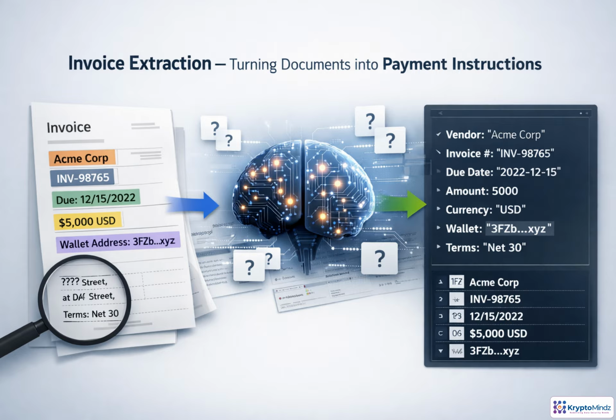Invoice extraction turns a messy document into a payment draft the system can reason about. The agent reads the file with OCR or text parsing, then identifies fields like vendor, invoice number, due date, amount, currency, wallet address, and terms. Just as important, it should not pretend every value is certain. It flags missing or conflicting details, keeps references to the original text, and then produces structured JSON for review and payment preparation.